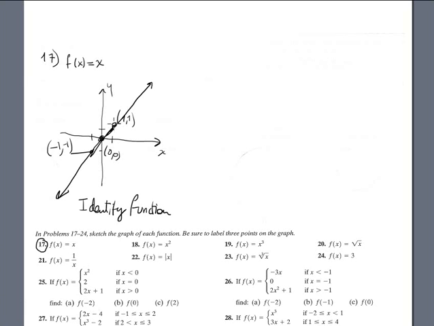(0, 0), (1, 1), and (-1, -1). It's a typical odd function. Odd function. Okay, 19.